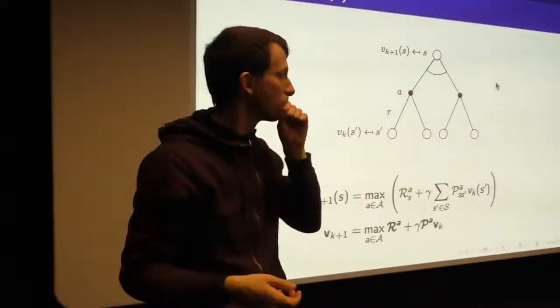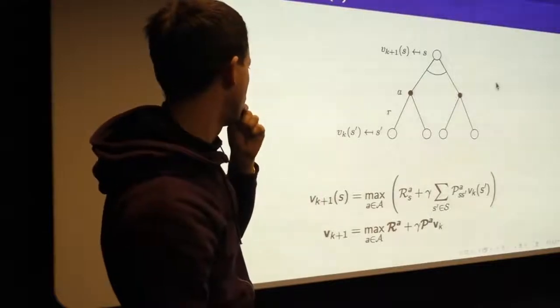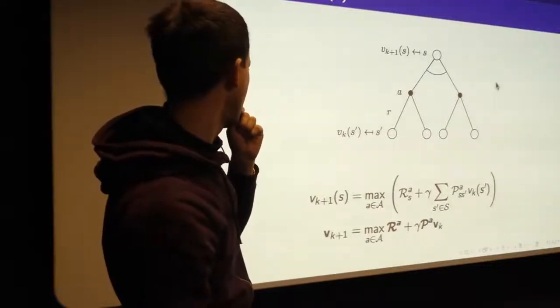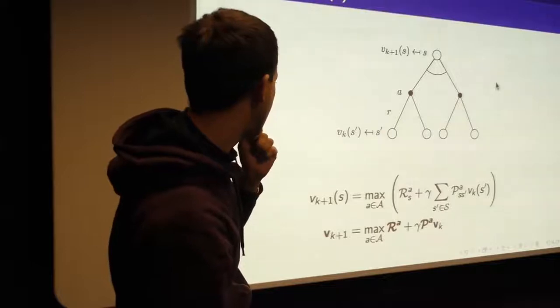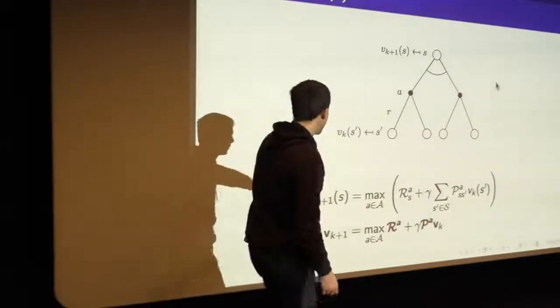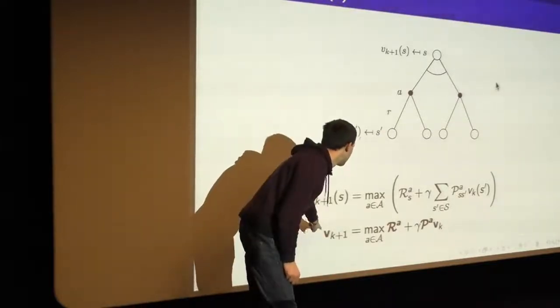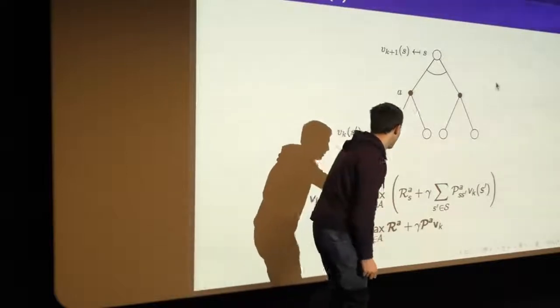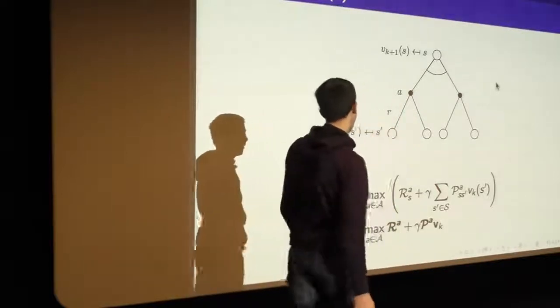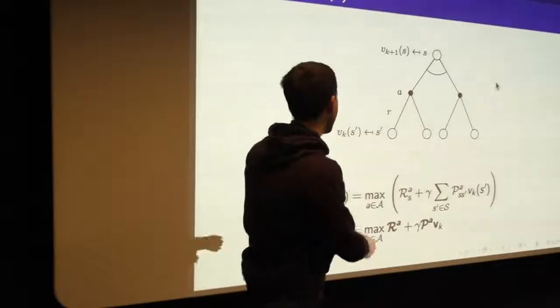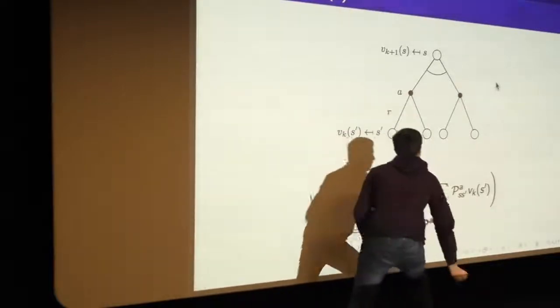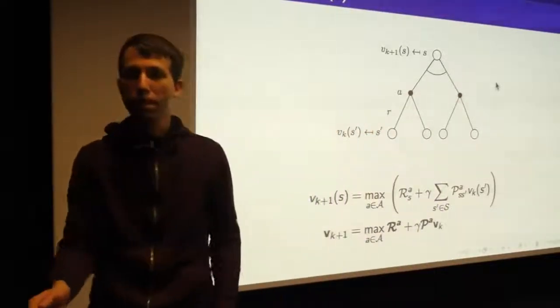Should there be a bracket at the bottom as well, or no? Where? The second line? Here? Around the max? Yeah, this is a max over the whole thing. Over the whole thing, okay. Yep. Yes, thank you.